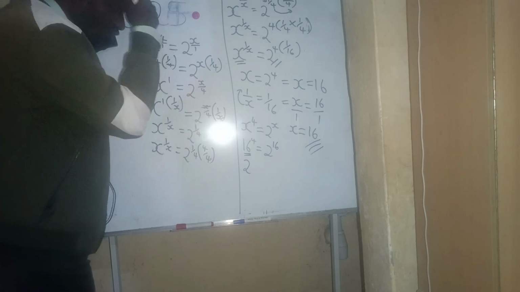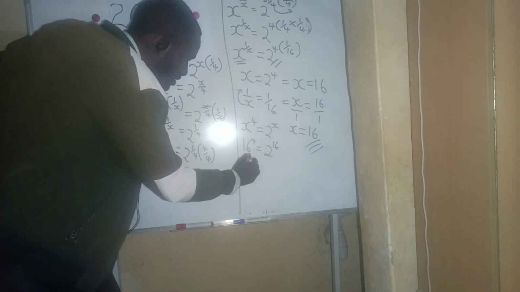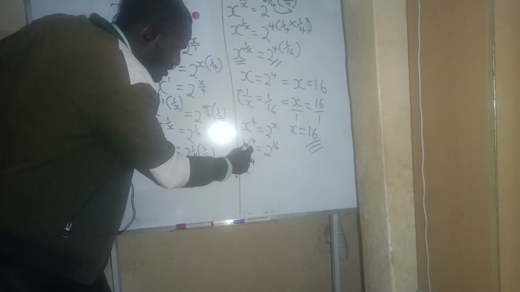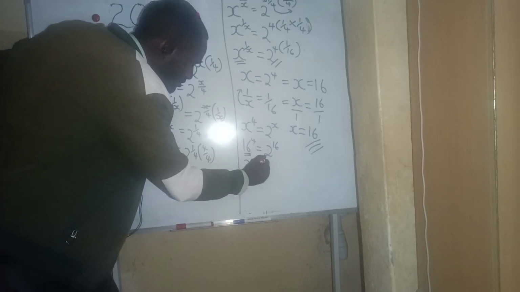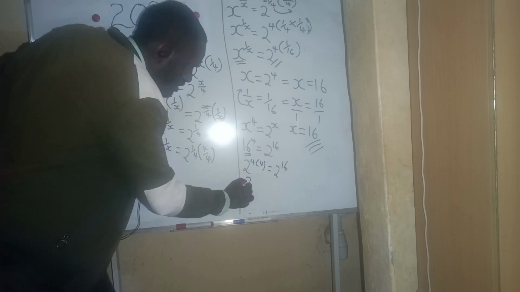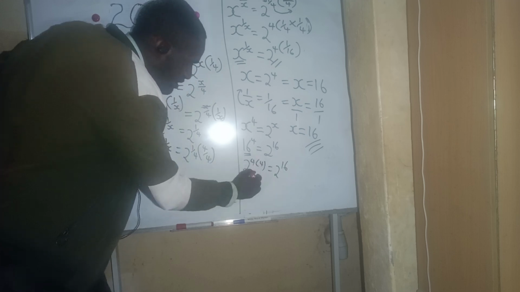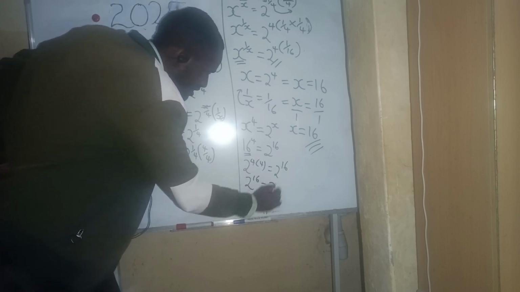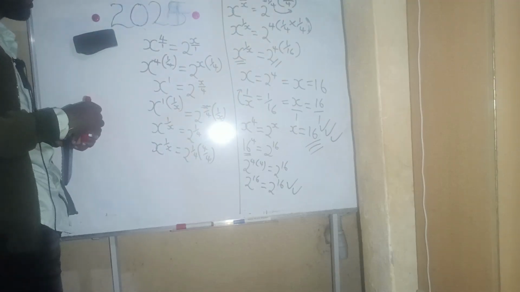We can rewrite it so that the base becomes 2. So 16 is the same as 2 raised to 4, but the power is 4. And this is equal to 2 raised to 16. So this is the same as 2 raised to 4 times 4, that is 16. So our answer is very correct. So the value of x in this case is 16.